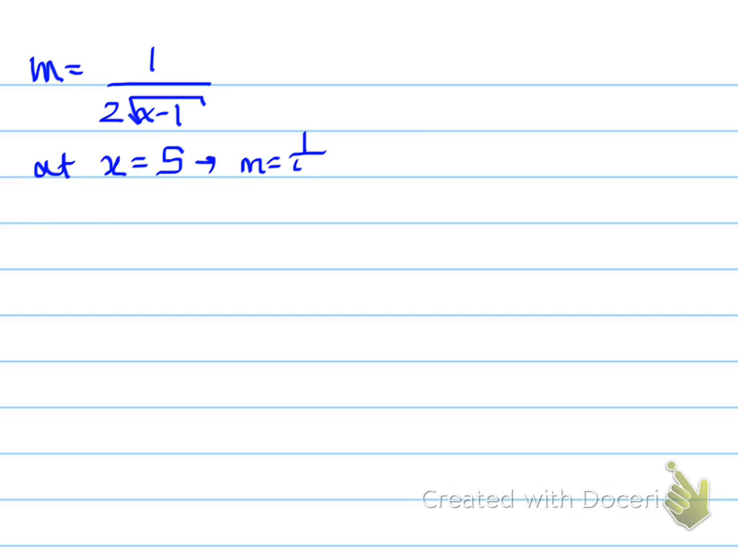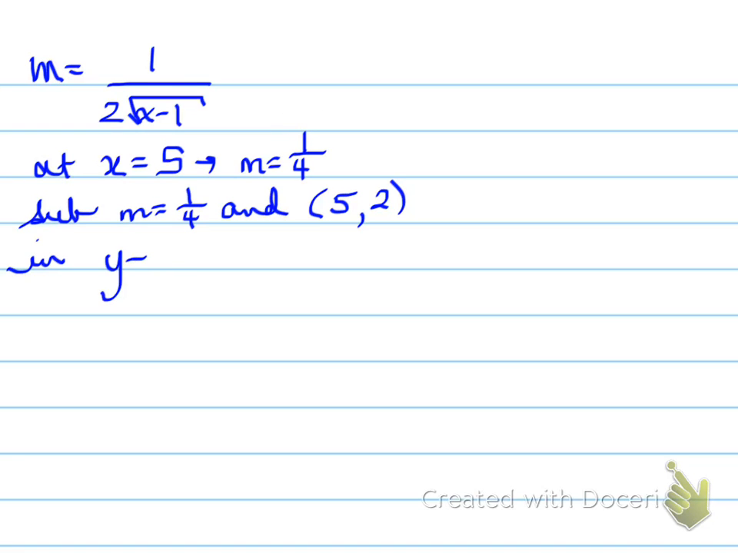At x equals 5, m is equal to 1/4. That means we're going to plug in 5 into this x. 5 minus 1 is 4. Root 4 is 2. 2 times 2 is 4, so it's 1 over 4. We're going to sub m equals 1 over 4 and the point 5, 2. So the point 5, 2, where did that come from, folks?